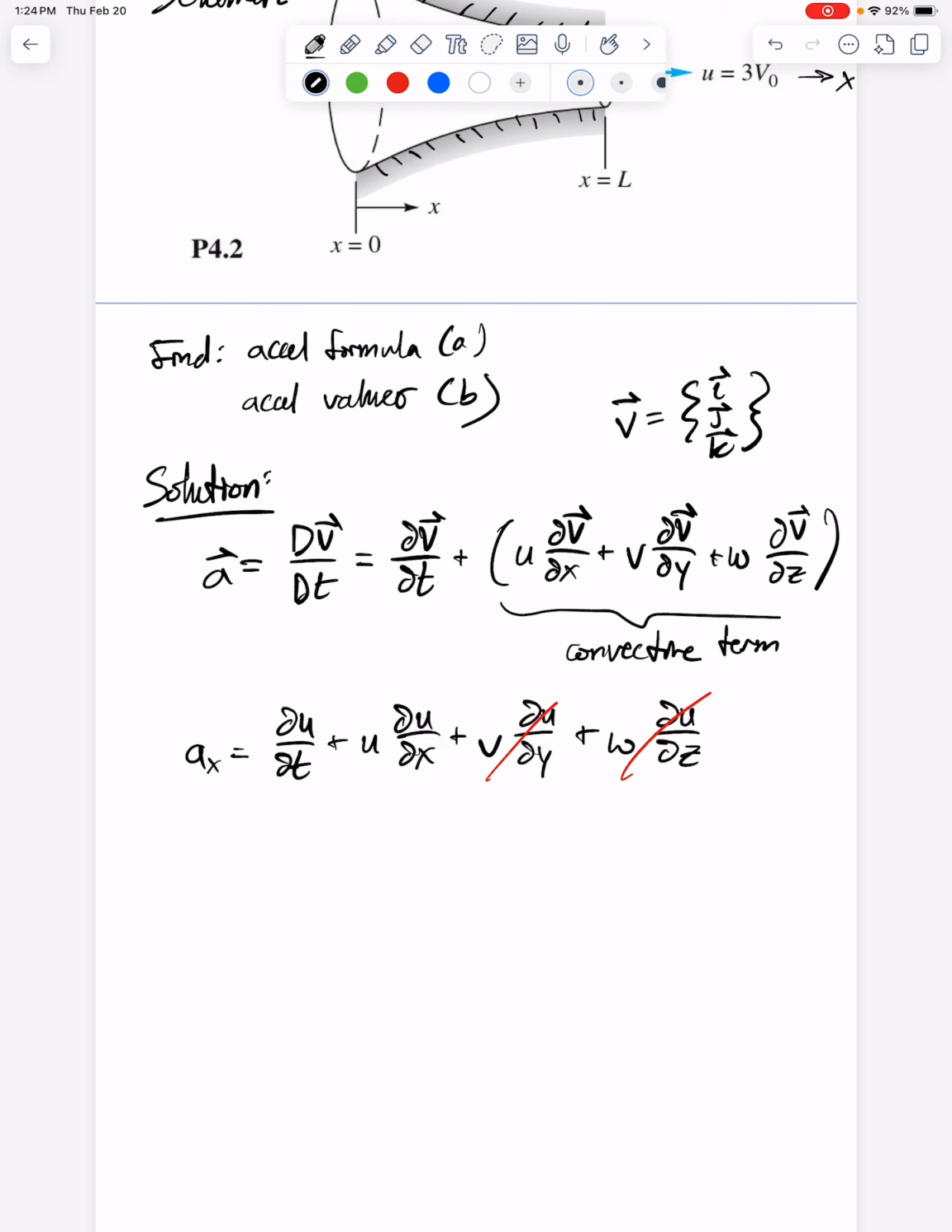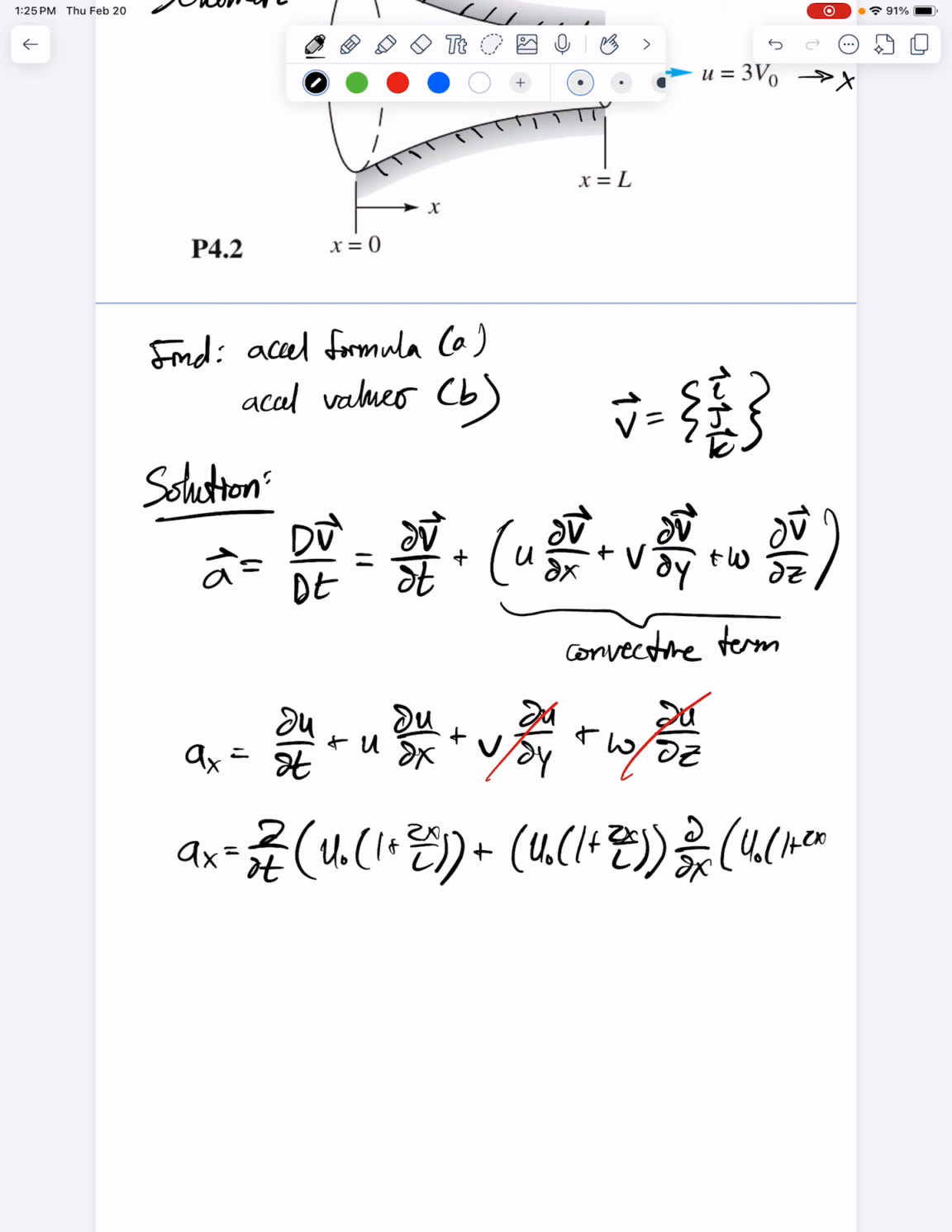Let's plug in u, which we're given, into both these terms. Ax is the time derivative of inlet velocity times 1 plus 2x over L, plus u, which is inlet velocity times 1 plus 2x over L, times the x derivative of inlet velocity times 1 plus 2x over L. So this is our formula written out.